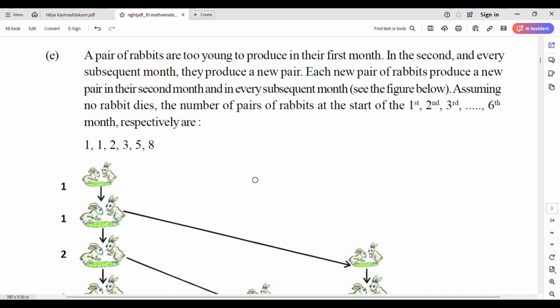Now another thing is, a pair of rabbits are too young to produce in their first month. In the second and every subsequent month they produce a new pair. Each pair of rabbits produces a new pair in the second month and every subsequent month. Assuming no rabbit dies, the number of pairs of rabbits at the start of the first, second, third dash dash respectively is 1, 1, 2, 3, 5, 8.